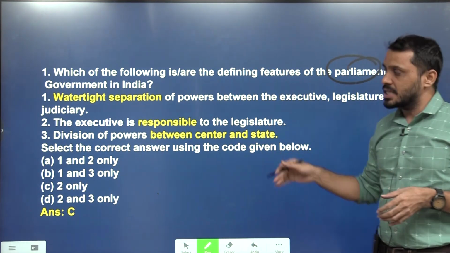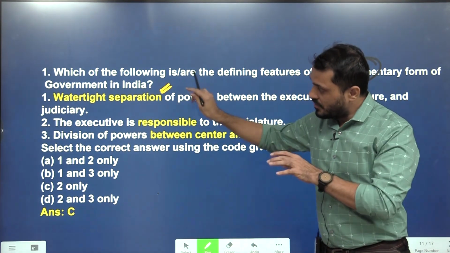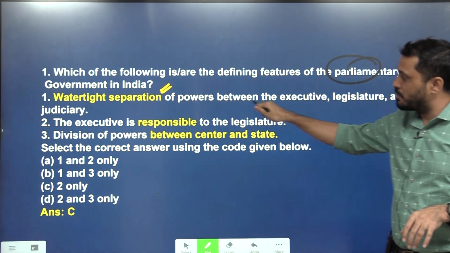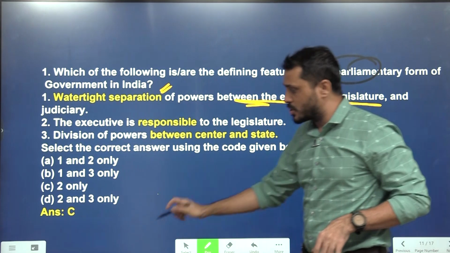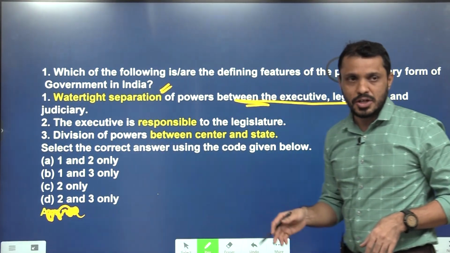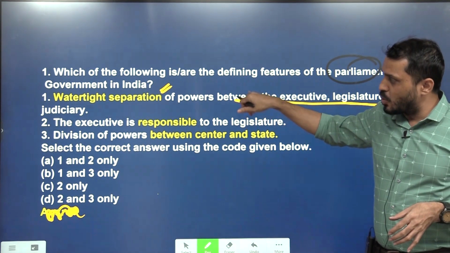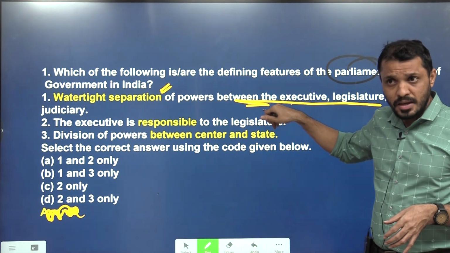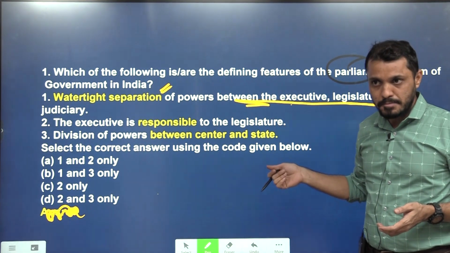The first statement they have given is watertight. I highlighted the phrase where you have to focus: watertight separation of powers between the executive, legislature and judiciary. Do you think it is true? Forget about the answer shown; actually, it's supposed to be masked, but unfortunately it's been revealed. So tell me, do you agree with this statement? Yes or no? If no, tell me why you don't agree. If yes, tell me how you can agree.